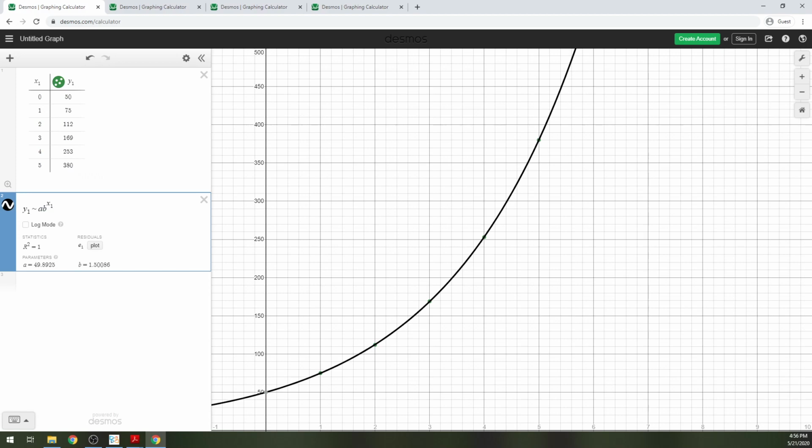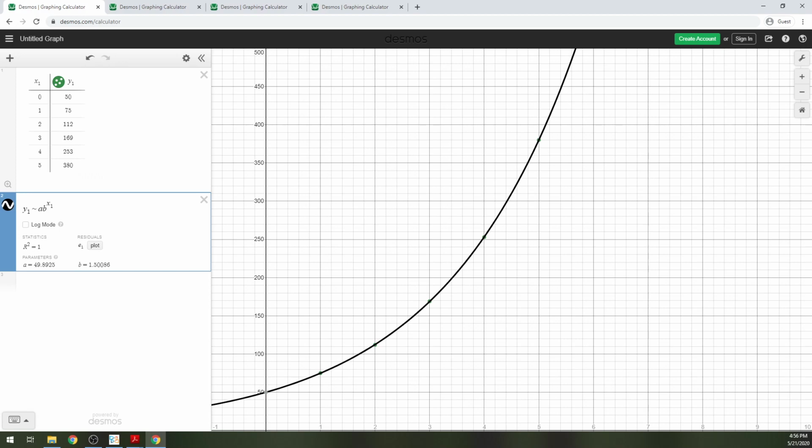Okay, so in this case, the numbers were specifically chosen to match an exponential function that was pre-produced. So we are going to have a high r value. In fact, r squared is equal to 1. Again, that's a little bit beyond the scope of this course.